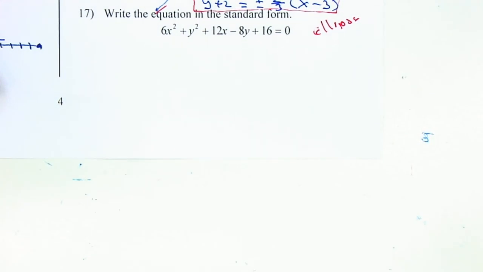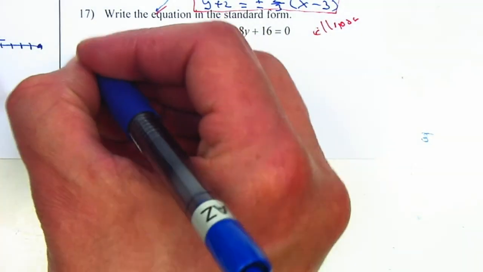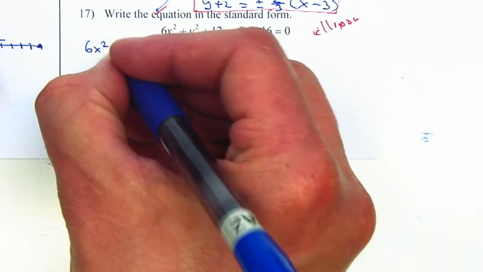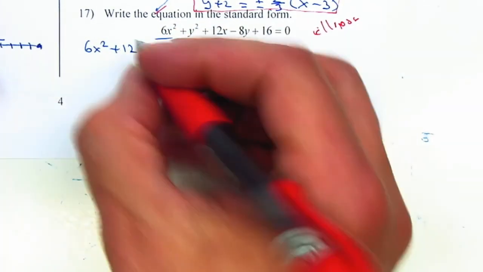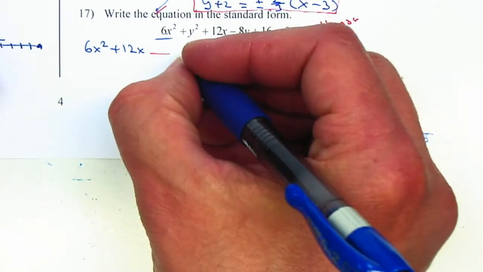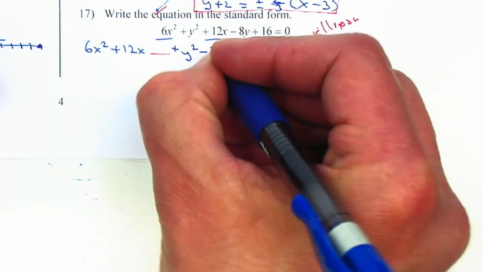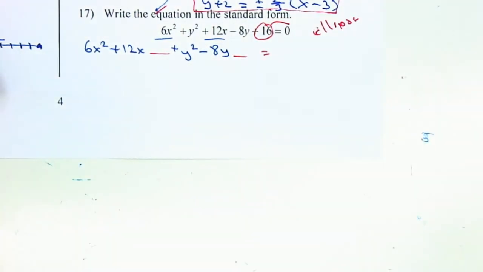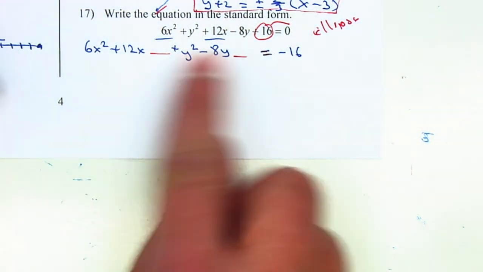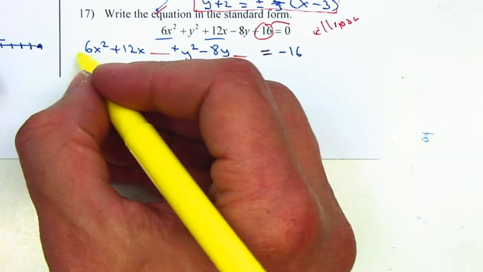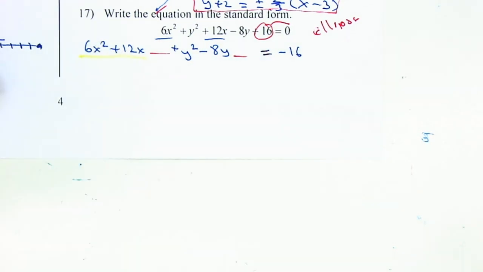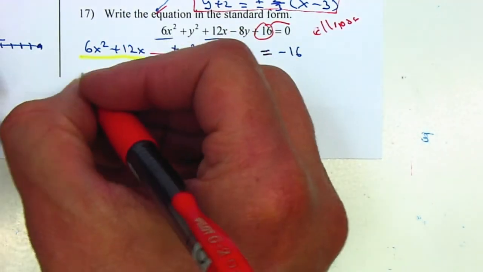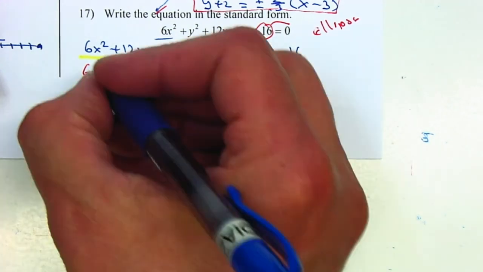I'm going to go through the process. I'm going to group my x's together. Leave some space. I'm going to group my y's together. Leave some space. And I'm going to move my 16 to the right, becomes a negative 16. Now I want to take out the common factor. I can complete the square in here, that's not a problem. But here, I need to make sure that this is an x squared only. So I want to take another common factor of just the 6, because I want this to become an x squared.